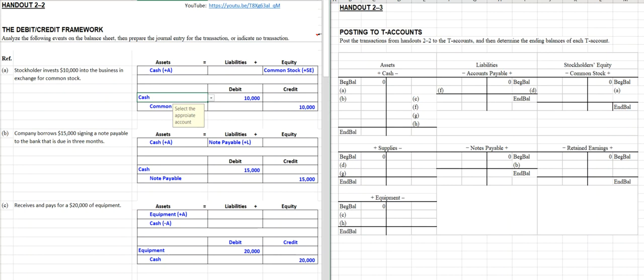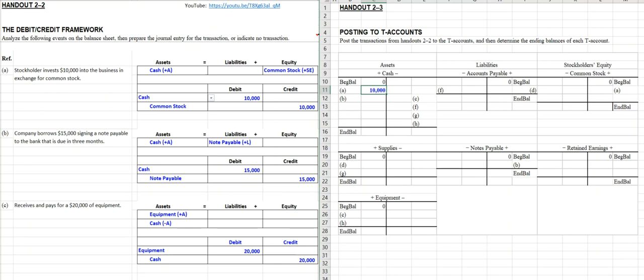In our first transaction, we had a $10,000 debit to cash. And again, debit simply means left. And so we can see we record that as an increase to cash on the left-hand side of our T account. And we had a credit, and the credit is simply the right-hand side of a T account. And we had a $10,000 increase to stockholders' equity. Next, we had a $15,000 debit or increase to cash, and a $15,000 credit or increase to notes payable.